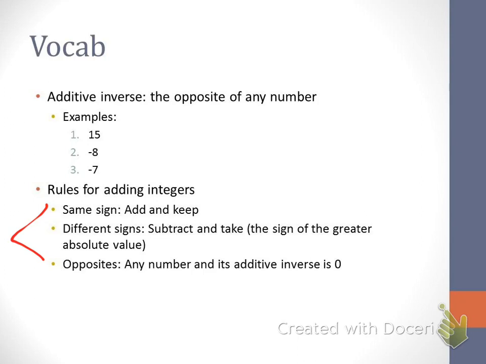All right, now up in the first part of the example, I have what's called the additive inverse. That's a fancy word for the opposite. We already learned opposites, right? The opposite of a number. I call the opposite of a number the additive inverse. It's just a fancy word for opposite. All right, so that's my rules for adding integers.